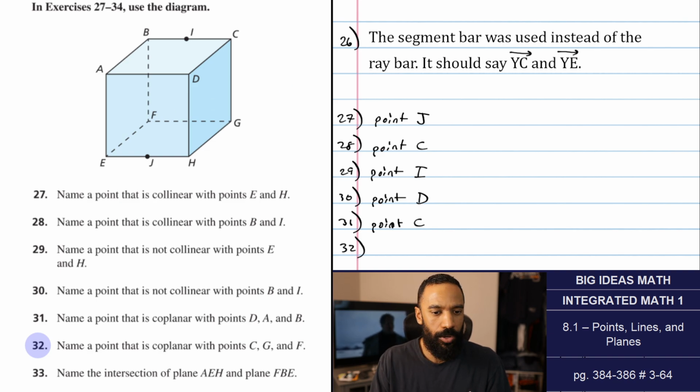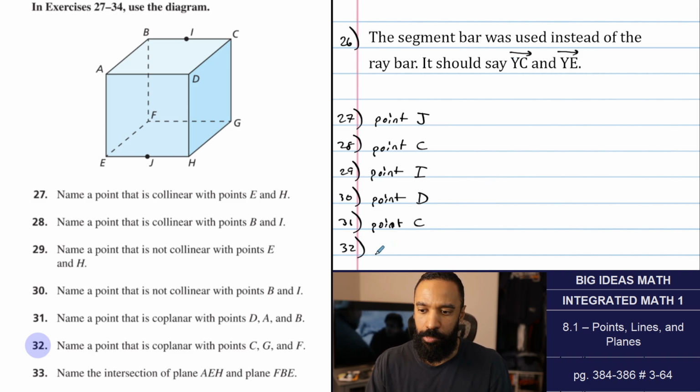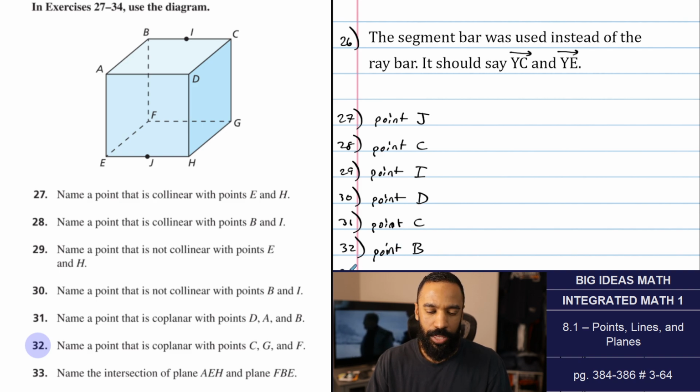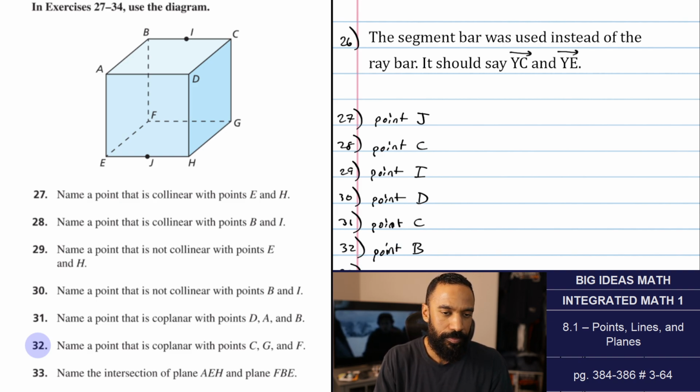So I'm going to go ahead and say point, wait, F is one of them, huh? C, G, and F. B, either B or I. I'm going to go ahead and say point B here. Hopefully I get to use different letters for all of these. I didn't really see what the other ones were yet, but hopefully I get to.